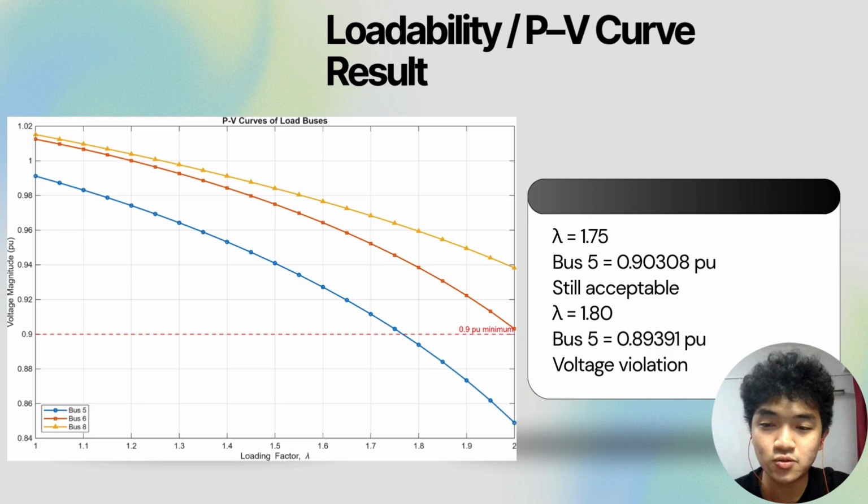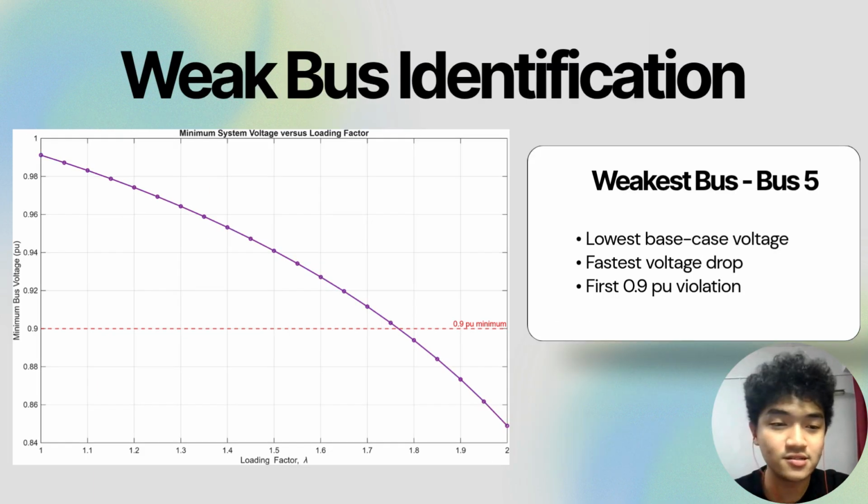However, when lambda increases to 1.80, the bus 5 voltage drops to 0.89391 per unit. This is below the 0.9 per unit limit, so it is considered a voltage violation. Therefore, the first voltage violation occurs between lambda 1.75 and 1.80. Based on the stability assessment, the weakest bus is identified as bus 5. There are three reasons for this.